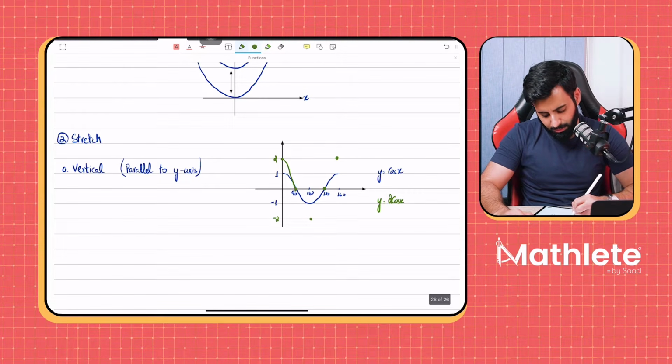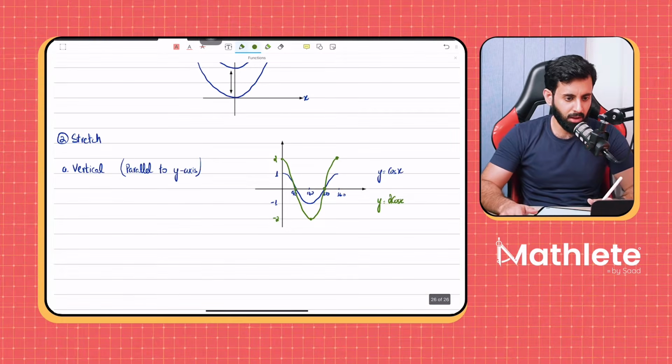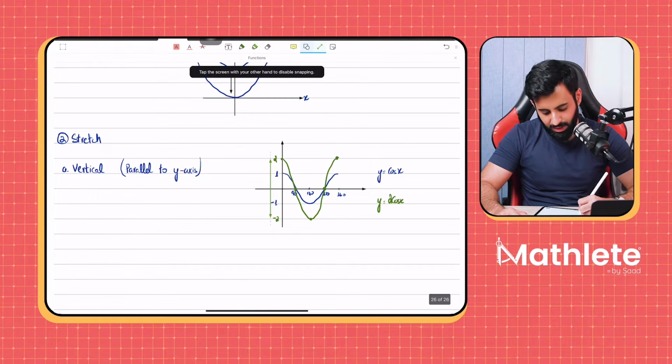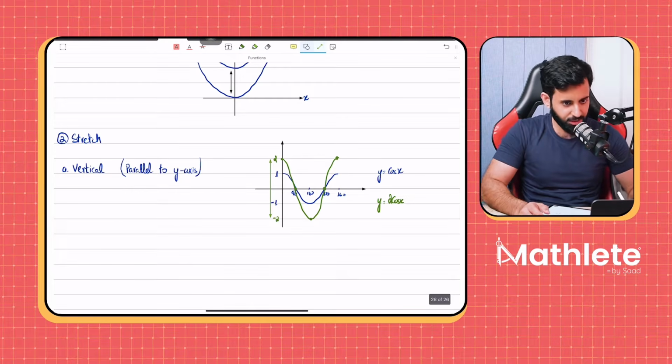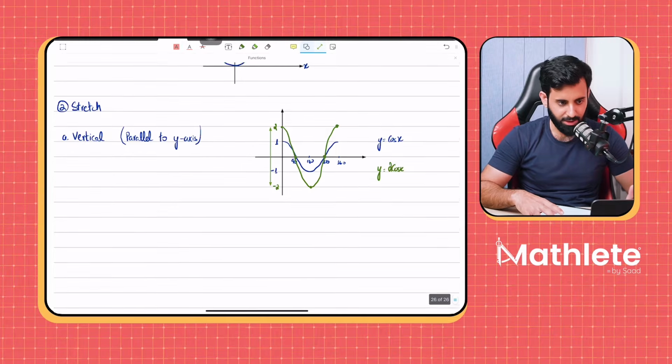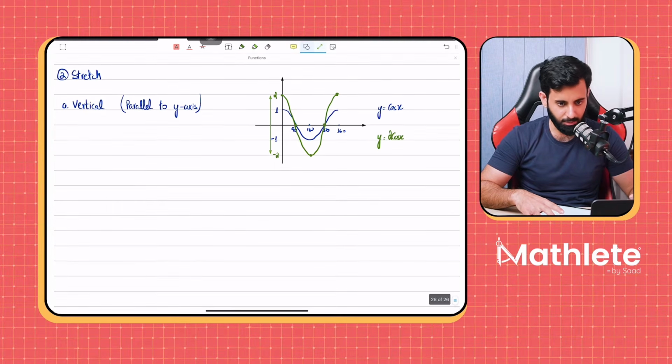So if you were to compare y equals 2 cos x with y equals cos x, how would you describe the difference? You would say that the graph of y equals 2 cos x is a vertical stretch or a stretch parallel to the y-axis. Okay, so this is an example of a vertical stretch or a stretch that's parallel to the y-axis.